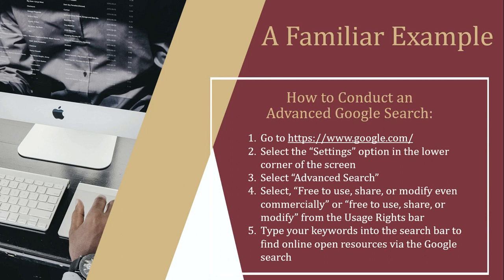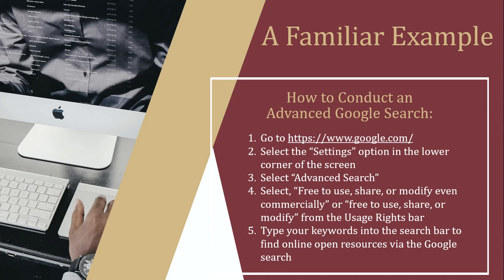While you may not have heard the term open educational resource, there is an example of finding and sharing different types of resources that may be somewhat more familiar to you. And this is the advanced Google search with license restrictions. In order to do this, you would go to google.com, you would select the settings option in the lower corner of the screen and then advanced search.